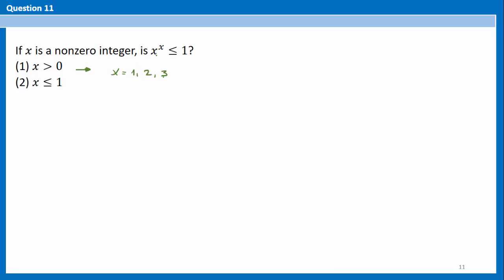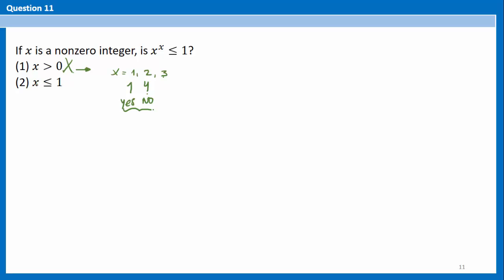If x is 1, then 1 to the power 1 is 1, and it answers yes to the question. If x is equal to 2, the answer to x to the power x is 4. It answers no. So we have at least two answers. Therefore, statement 1 is not sufficient.